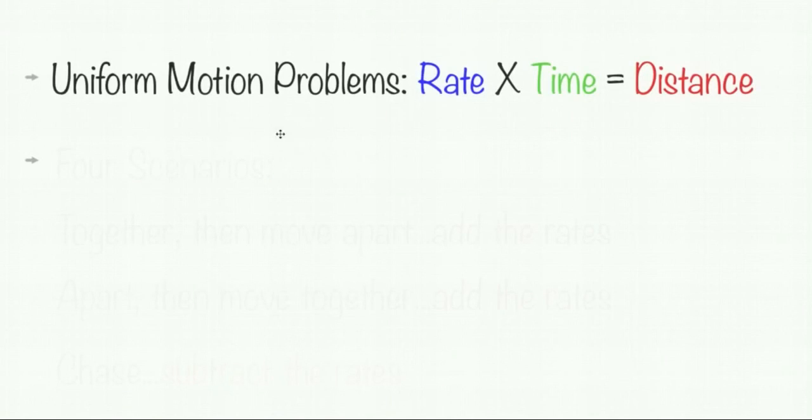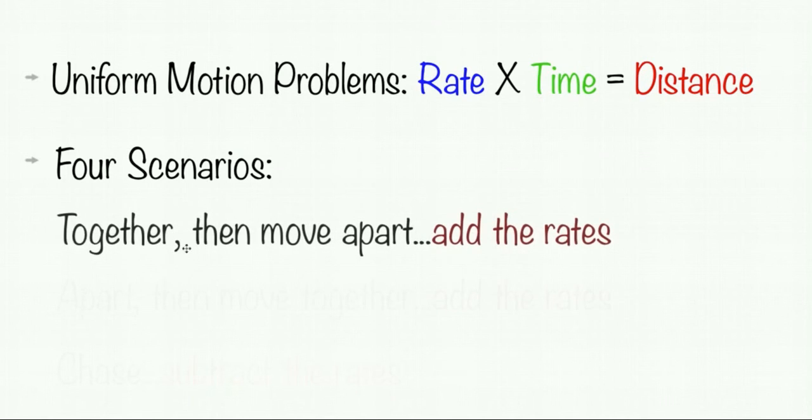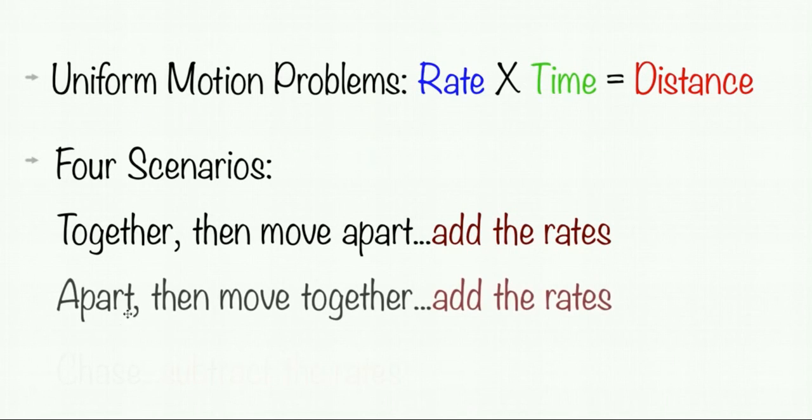In uniform motion problems, we always use rate times time equals distance. And there are 4 scenarios in uniform motion problems. The first one, together, then move apart. That is our example on the buses. It's saying add the rates. I'm going to tell you how to do that in a few seconds. Another scenario is apart, 2 cars, 2 planes, 2 bicycles apart, and they start moving together. Again, we still add the rates.